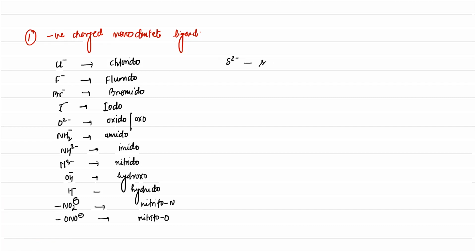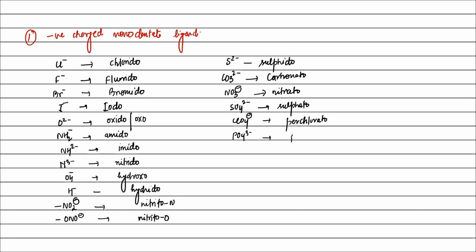S2 minus, sulfido, right? CO3 2 minus, carbonato. NO3 minus, nitrato. SO4 2 minus is called sulfato. ClO4 minus is also an example of a monodentate ligand. It's called perchlorato. PO4 3 minus, phosphate, is called phosphato. O2 minus is called superoxo. O2 2 minus is called peroxo, right?